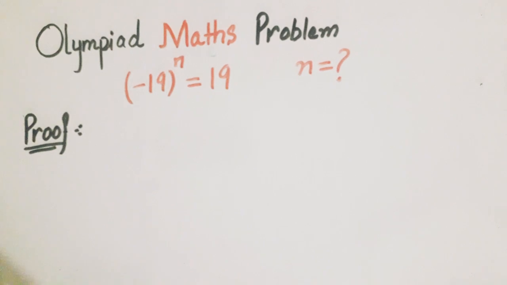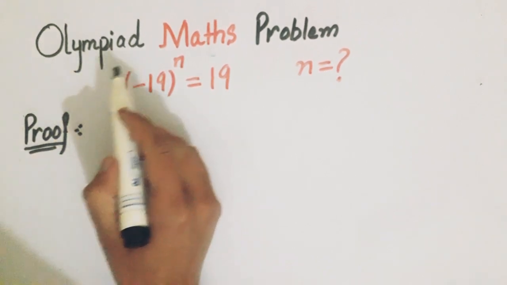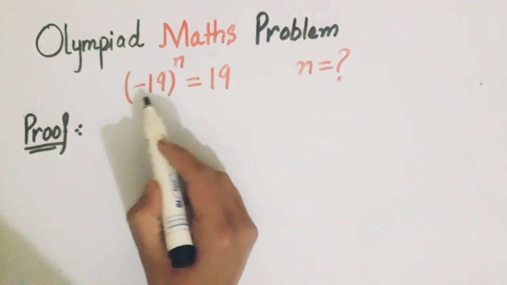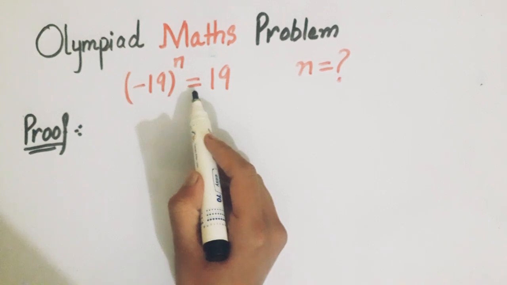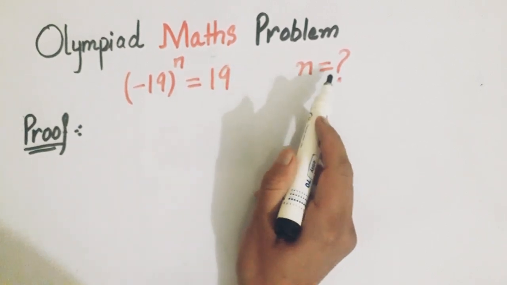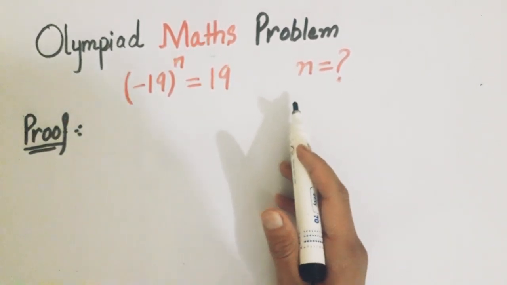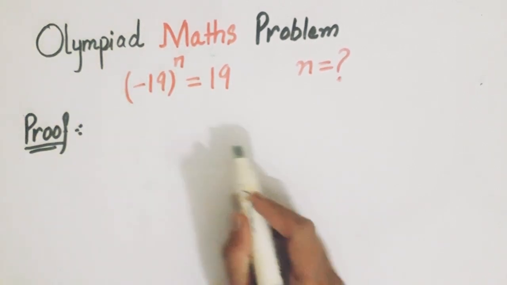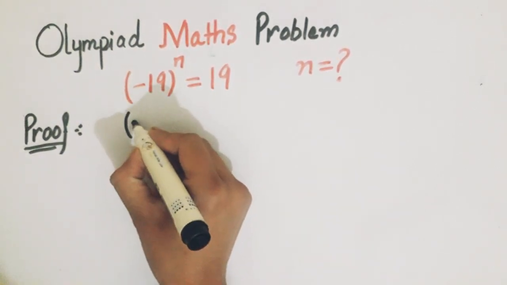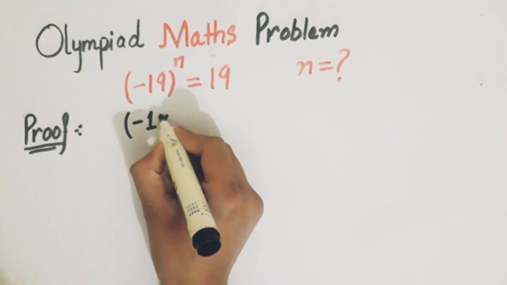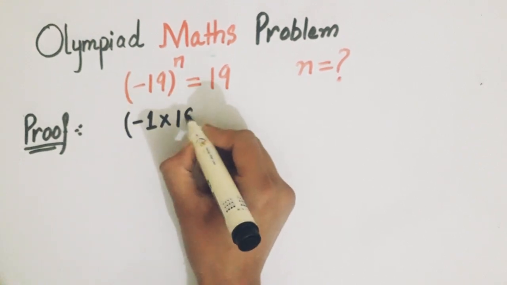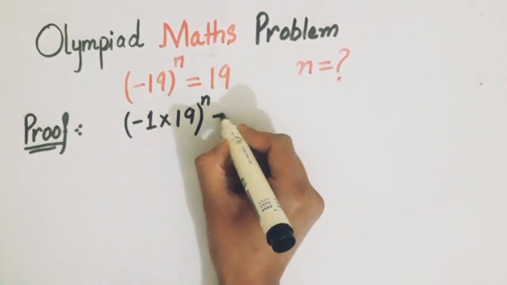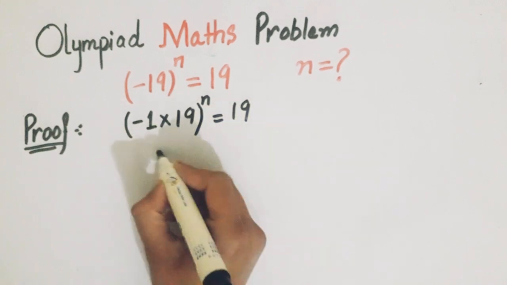In today's video, we will solve a very interesting Olympiad math problem, that is (-19)^n equals 19. You have to find the value of n. For this purpose, we will solve this question as, first of all, we will write -19 as (-1 × 19)^n equals 19.